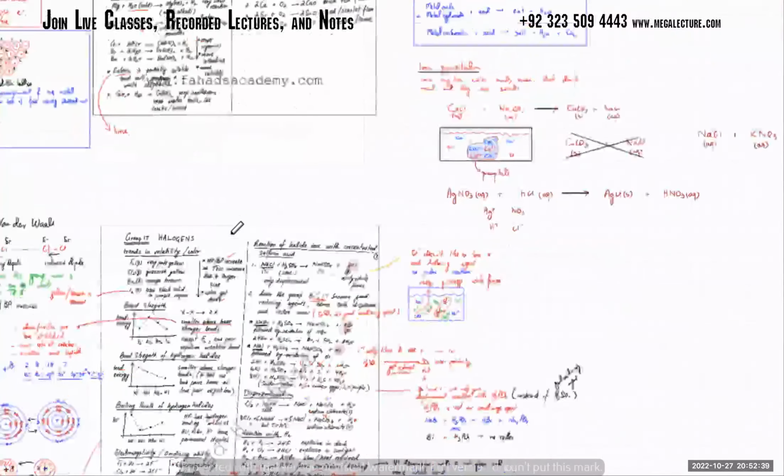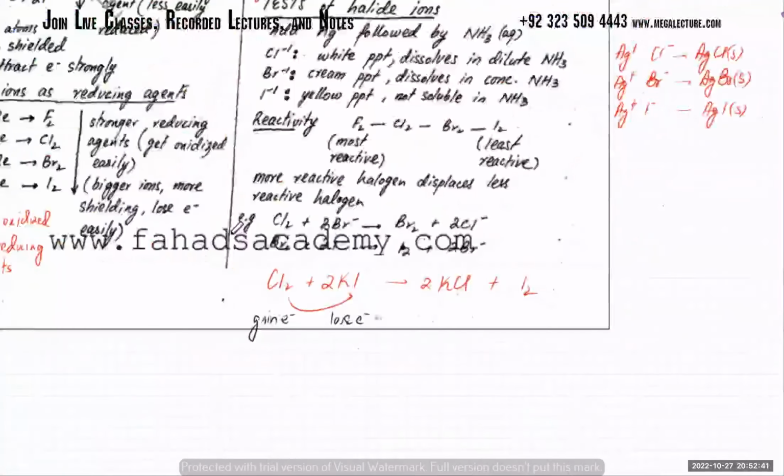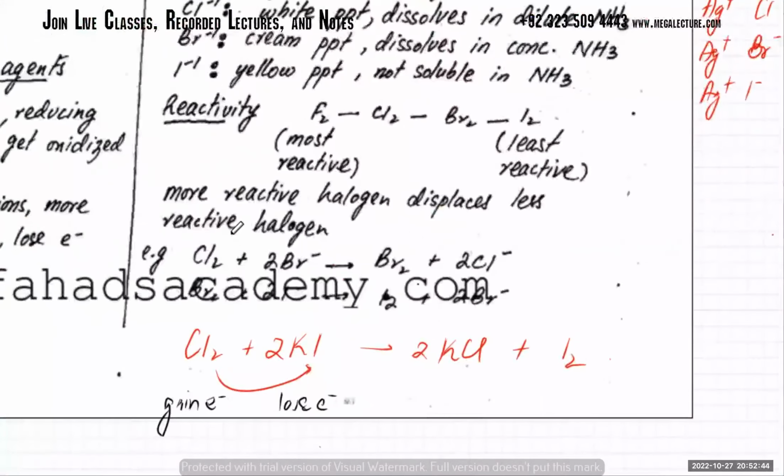Where did our group 17 go? Okay, right at the bottom. Reactivity, as you know, decreases down the group, right? So remember in O levels you had a reaction where the more reactive displaces the less reactive. So if you react Cl2 with KI, what happens? Cl is more reactive, so it's going to displace the iodide. Is this clear?